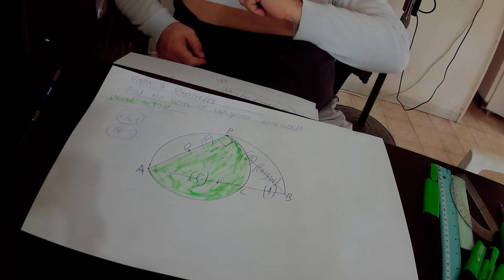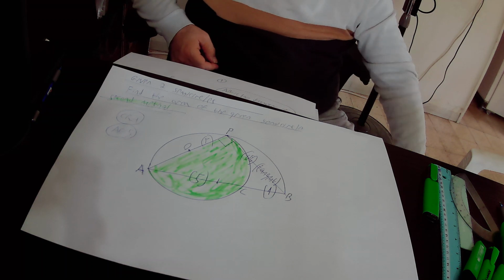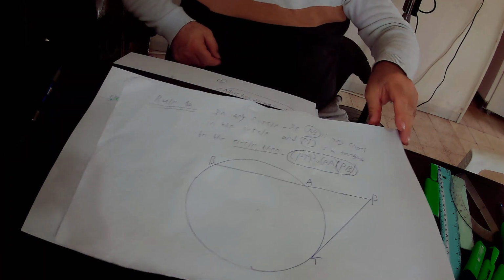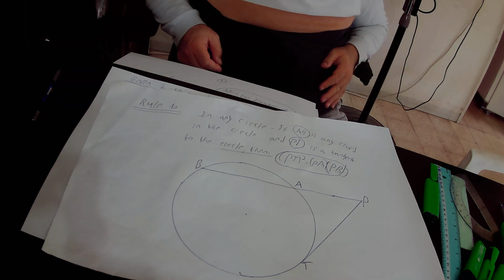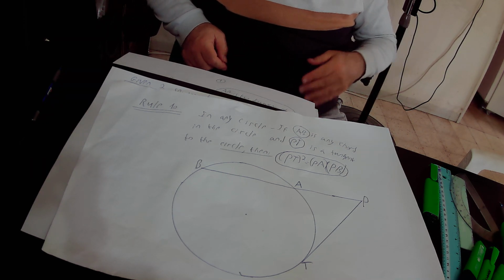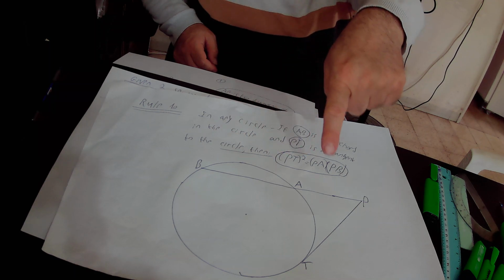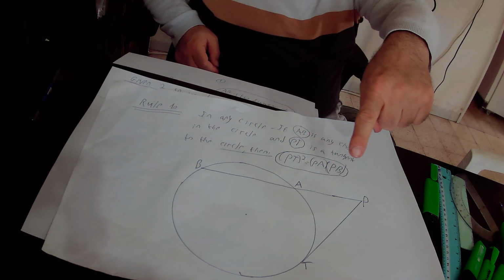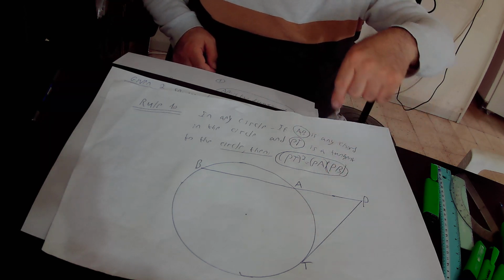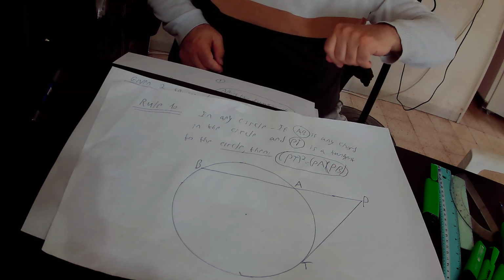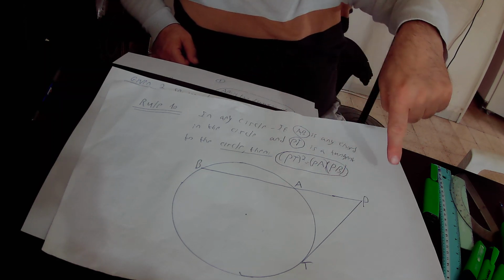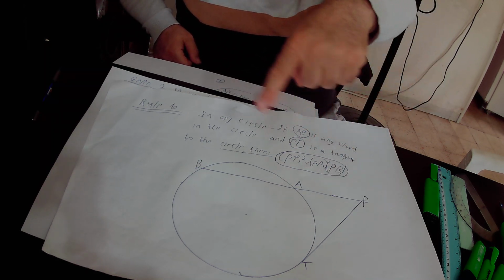Now we can implement on our drawing rule 10. I repeat quickly rule 10. According to rule 10, in any circle, if AB is any chord, you can see that AB is a chord of this circle, and PT is tangent to this circle at point T, then the following equation is true: PT square equals PA times PB.